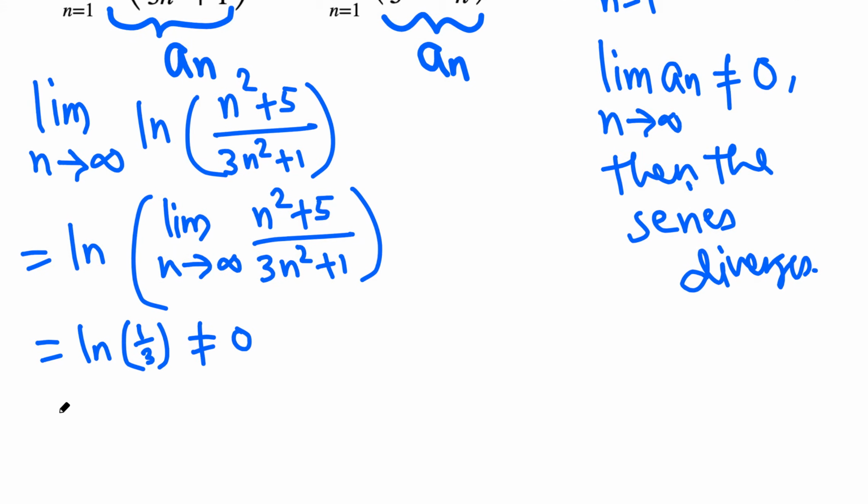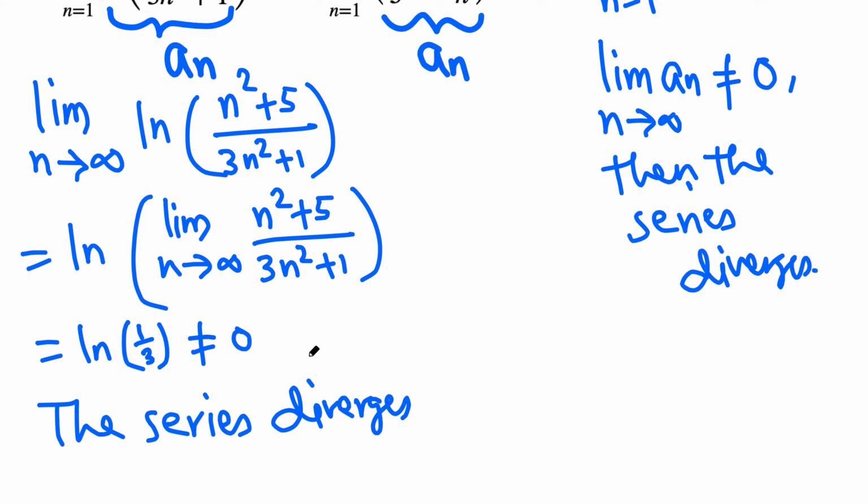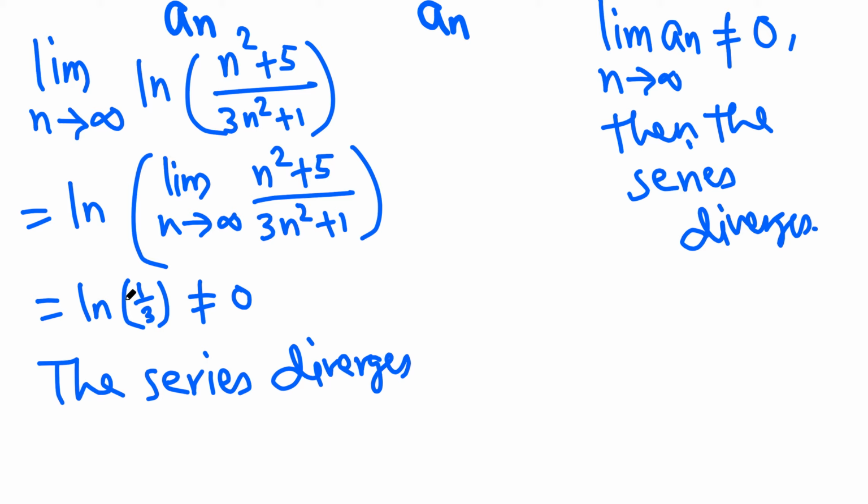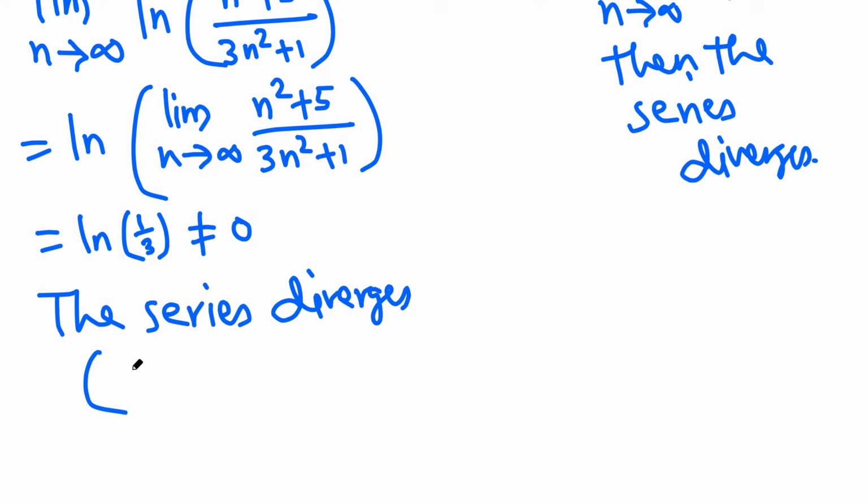Okay, the series diverges, and this test is the test for divergence. When we take the limit of a_n, and if it's not 0, the series diverges. The nth term test, or the test for divergence.